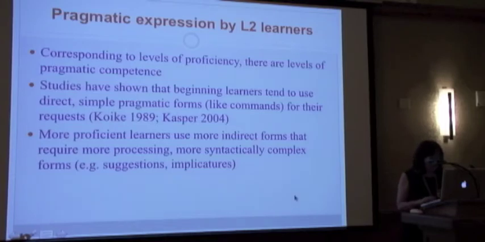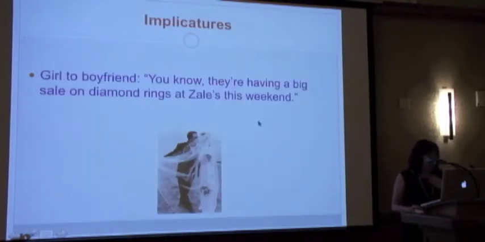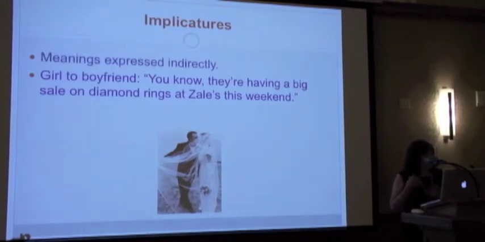Another issue dealing with pragmatics is that of implicatures. For example, a girl says to her boyfriend, you know, they're having a big sale on diamond rings at Zales this weekend. And so these meanings are expressed indirectly, they're implied. Although it may seem pretty direct to us here, for somebody coming from another culture or language, this may totally escape them.